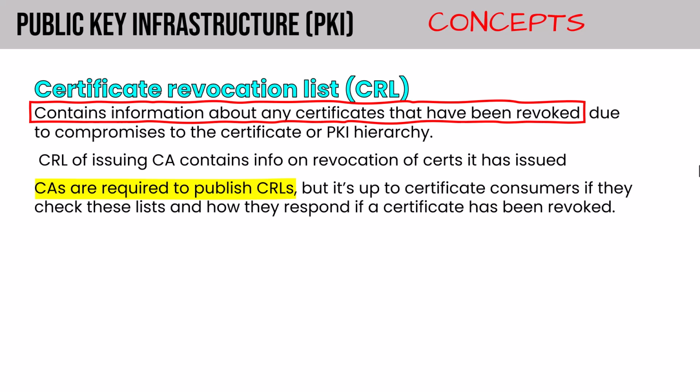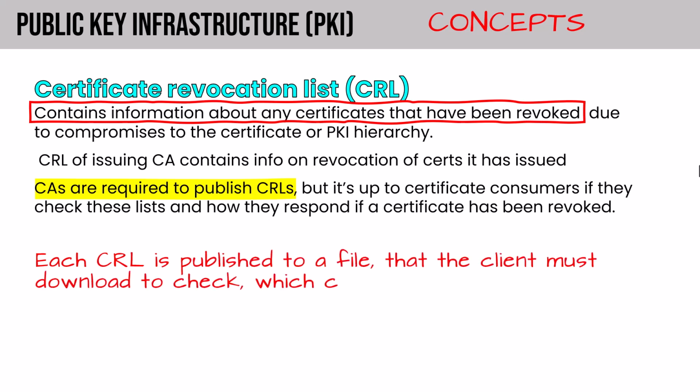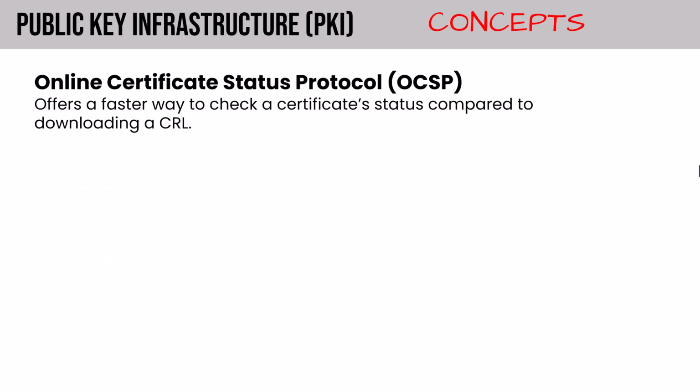So each certificate revocation list is published to a file, and that client must download that file to check, and this file can grow quite large over time in busy environments. And that fact led to the creation of Online Certificate Status Protocol, or OCSP, which offers a faster way to check a certificate status compared to downloading a CRL.